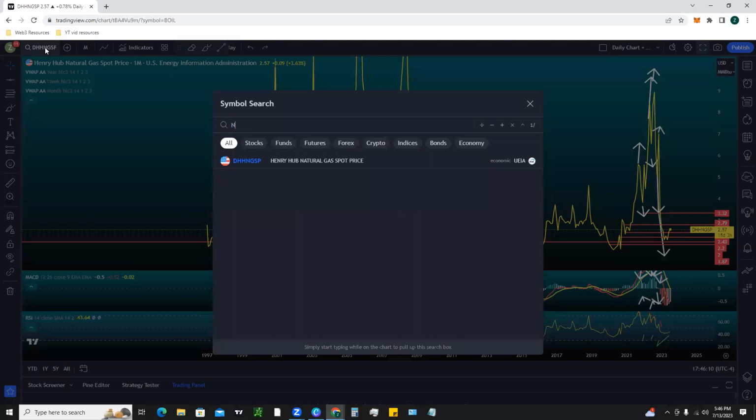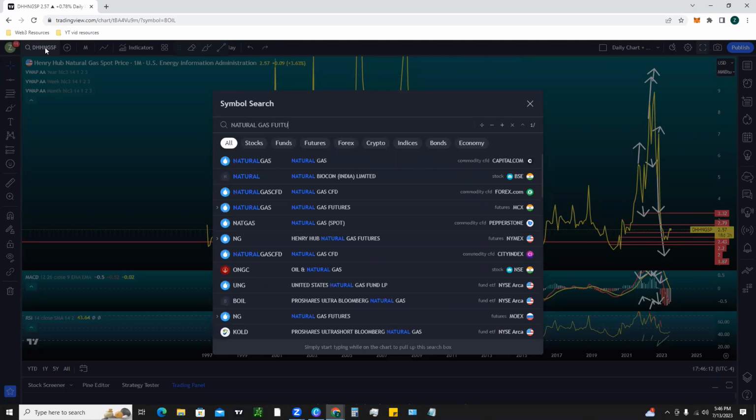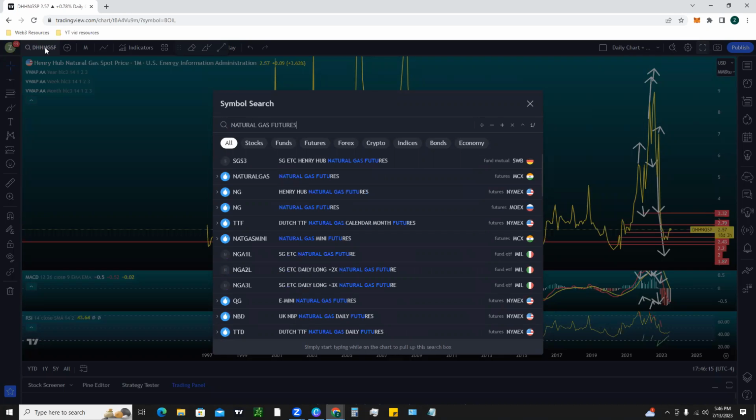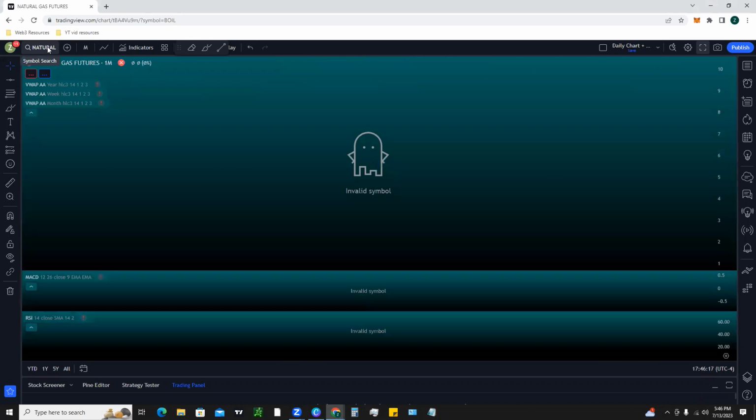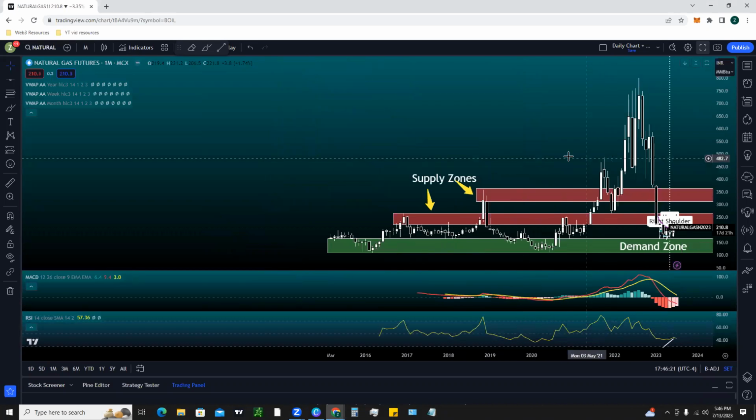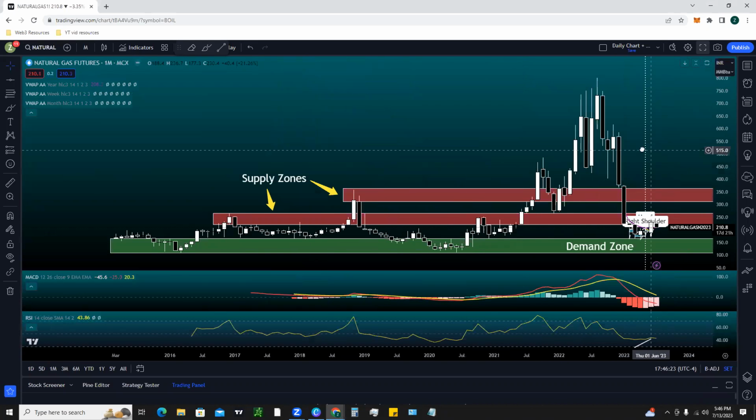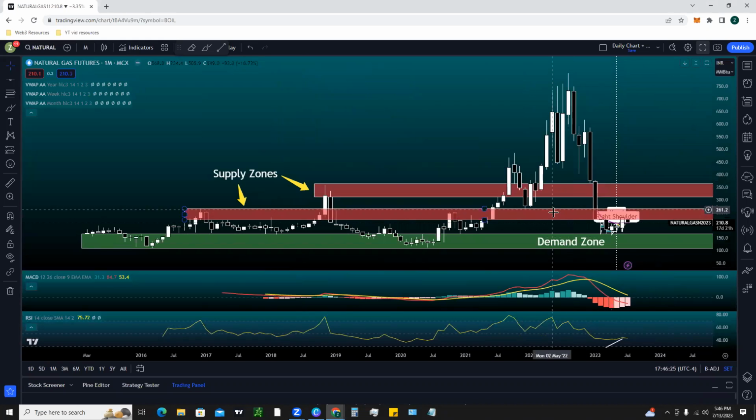Now let's take a look at the natural gas futures real quick, and kind of give you guys a big picture time frame here while we're on our monthly chart. So we're going to dive in here, and there are some key levels right here. We have our key demand zone, we have our key supply zone right here. Let me take this drawing off of here so you guys can see a little bit better.